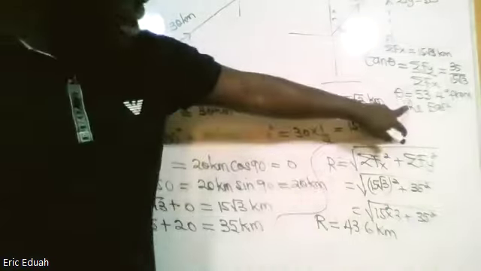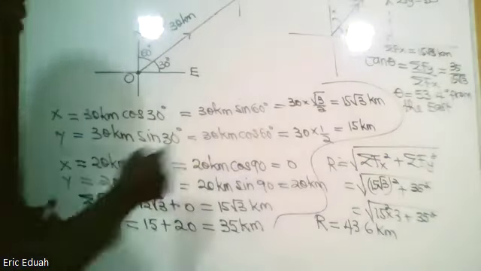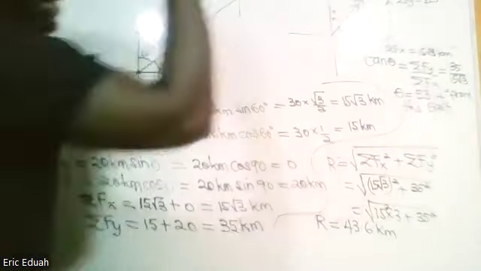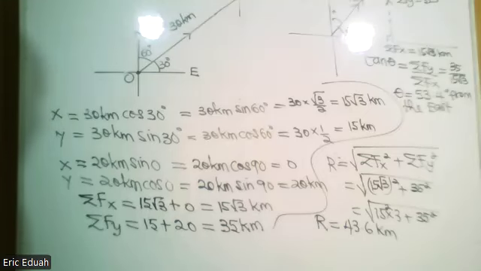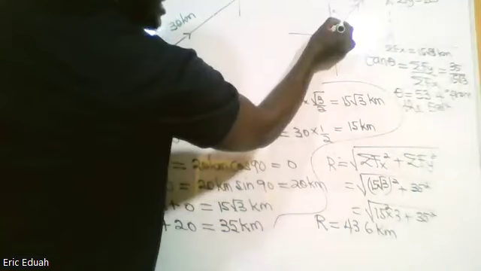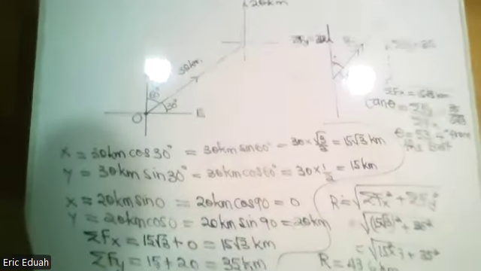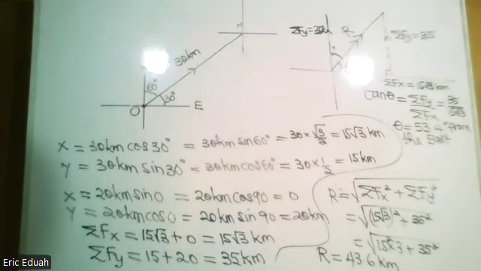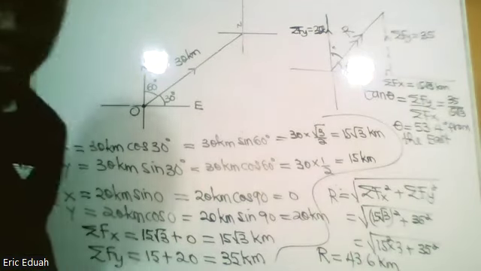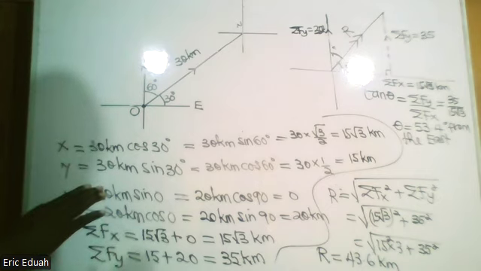So if you want the angle it makes with the north, subtract this from 90. So 90 minus 53.4 would give you the angle the resultant makes with the north. It's not difficult. So this is one way of solving this problem. Any question?